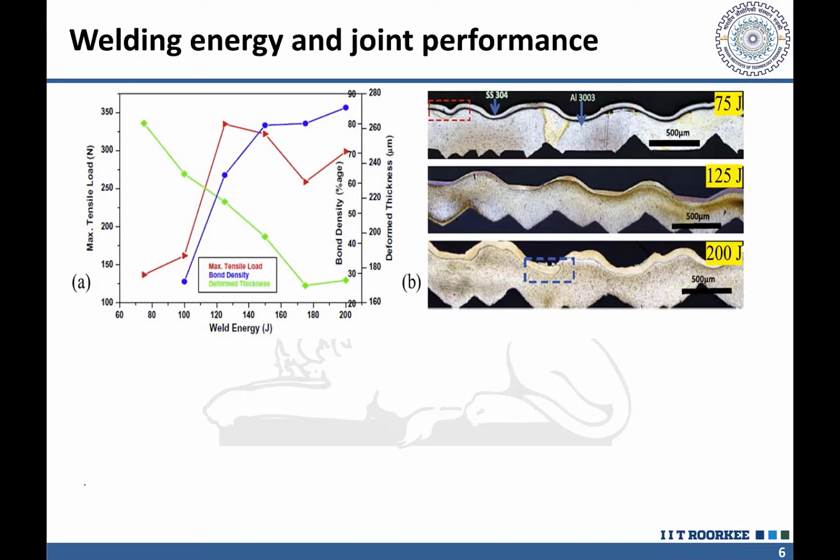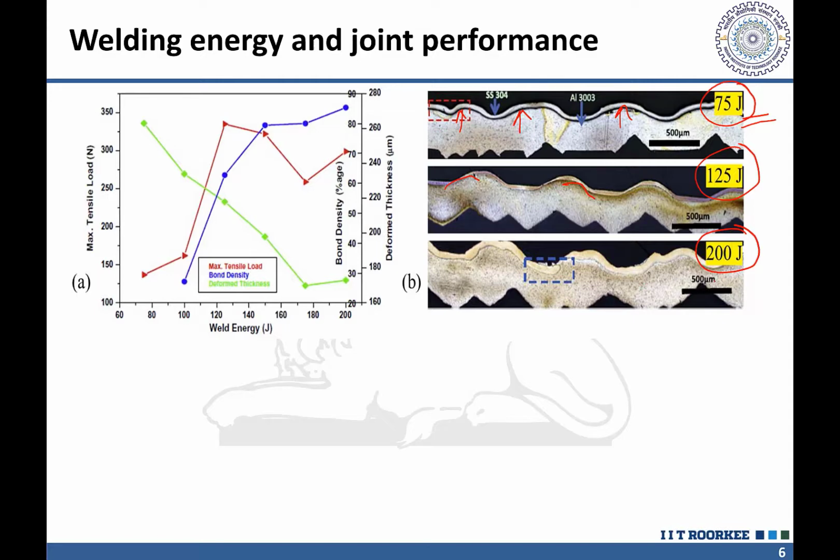So here if we see the different joints being developed using different levels of energy, 75 joule, 125 joule and 200 joule. What happens is that the joint interface is not perfect. Bonding is imperfect when the amount of energy supplied is limited, and quite a good joint is developed at the intermediate level. There may be minor unbonded regions here and there, and a perfect joint is developed at 200 joule.